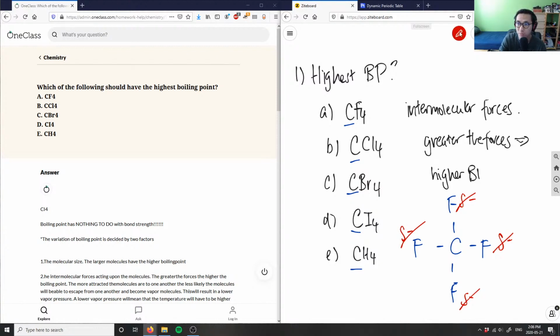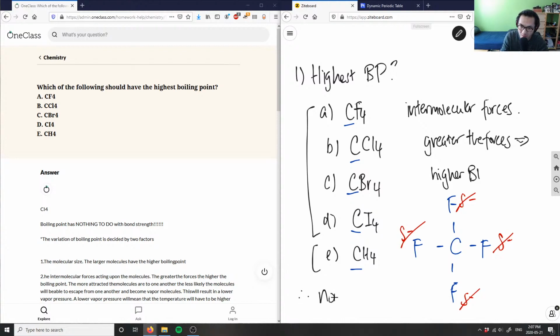This actually happens with all of these, A through E. These are all nonpolar molecules, and CH4 we already know is nonpolar because carbon and hydrogen don't have a big electronegativity difference. So all of these are therefore nonpolar.